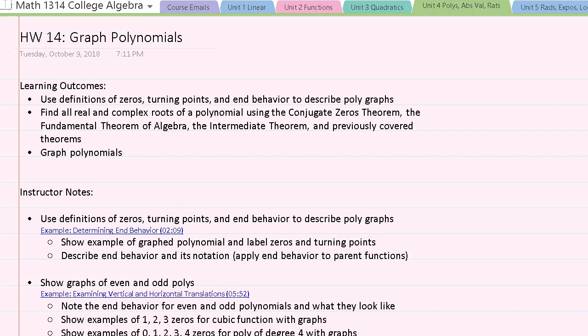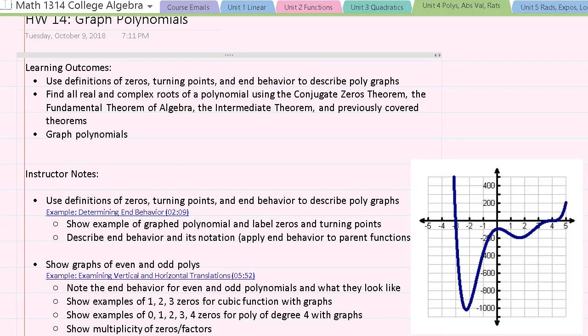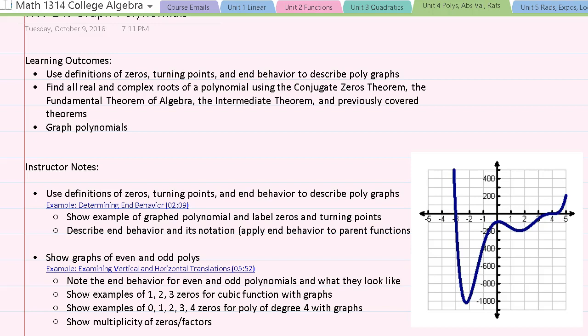First, let's take a look at a graph to visually see the definitions of zeros and turning points. Here we see a polynomial graph, and where the graph touches or passes through the x-axis are the zeros, since when we plug in these x values into our polynomial function, the y value is 0. So we can use the labels of zeros and x-intercepts interchangeably.